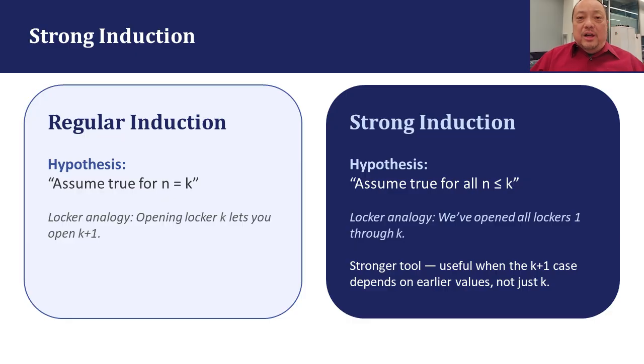In terms of the locker analogy, instead of assuming we've opened locker k, we're assuming we've opened all lockers 1 through k. This is a stronger tool that we may need when proving the k plus 1 case, when it depends not on just k, but on earlier values as well. But that's a story for another day.